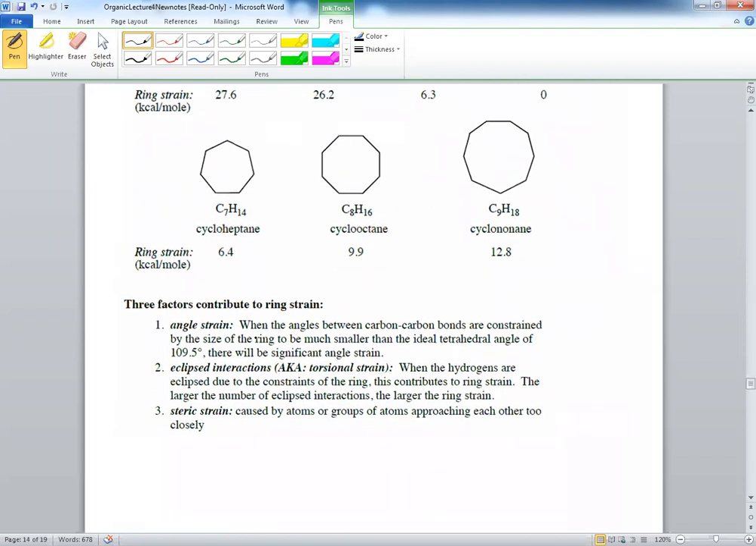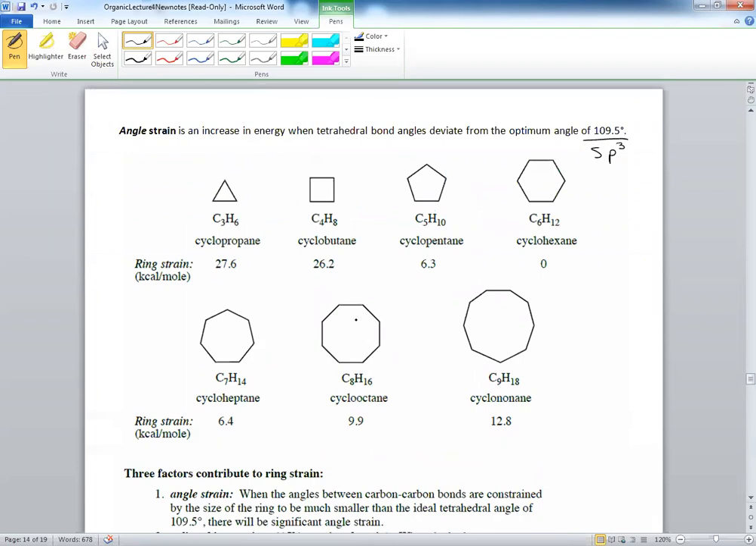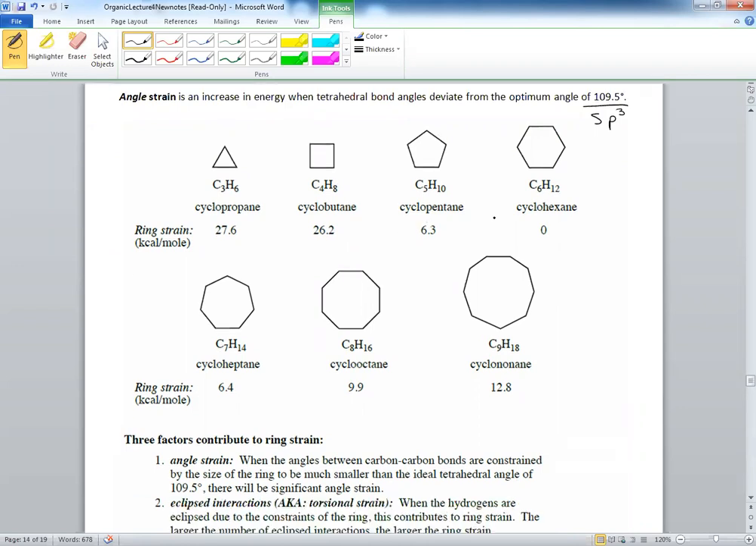And again, as we defined, angle strain is when the angles between the carbon-carbon bonds are constrained by the size of the ring to be much smaller than the ideal tetrahedral angle, which is 109.5. So, once again, these are the three strains that we defined. Now let's look at cyclohexane. With these, again, the angle is deviating from 109.5. With this one, it's not. So our focus will be on cyclohexane.